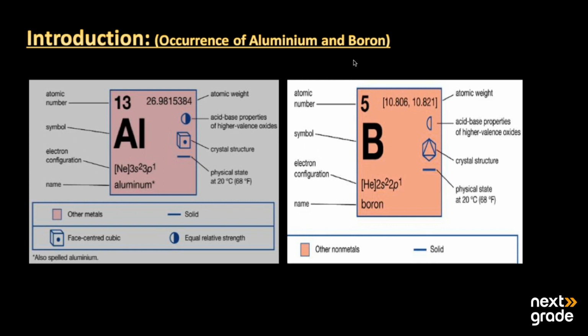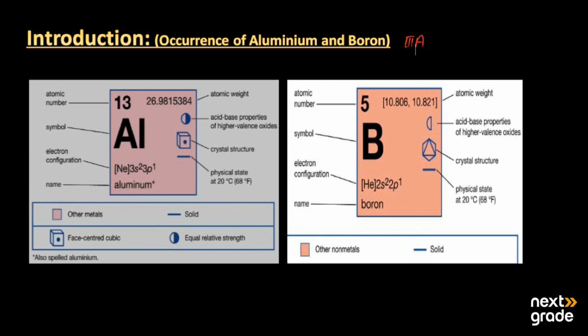So the topic that we are going to discuss today is the occurrence of aluminium and boron. These two elements have been selected from the group 3 elements as they have 3 electrons in their valence shell. That's why their group number is 3A. So let's have a look at some of their properties before their occurrence.